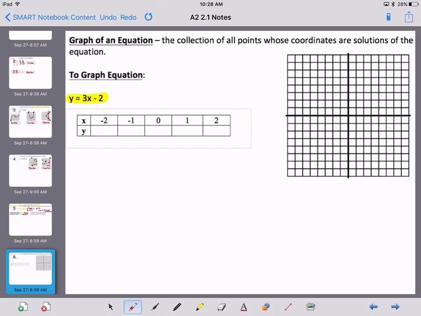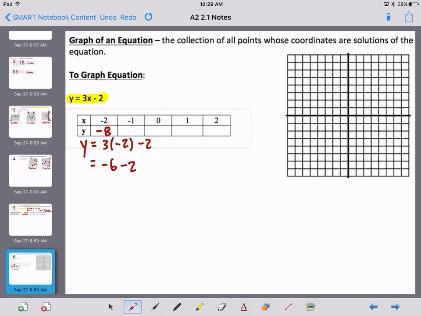So let's do y equals 3x minus 2, and we're going to substitute in negative 2 there. So y equals 3 times negative 2 minus 2, which is negative 6 minus 2. So we can see when we plug in negative 2, we get an output of negative 8.